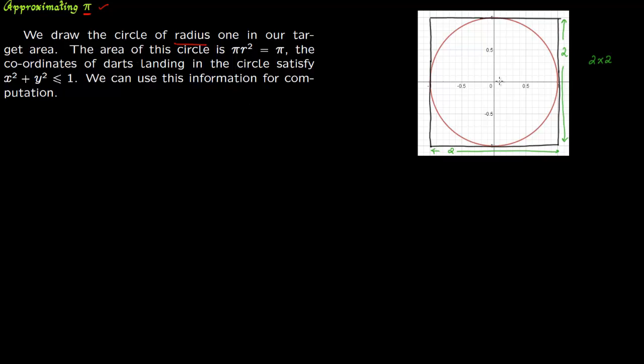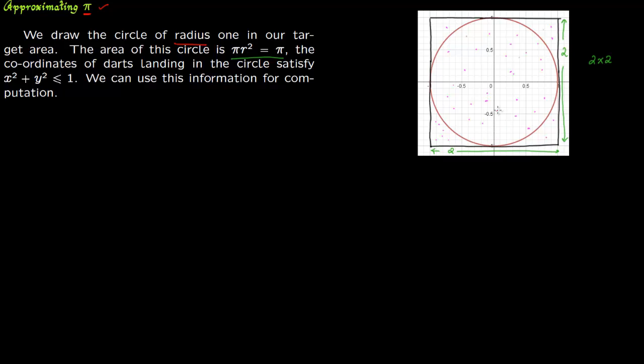So the area of this circle is pi r square. We said radius is 1, so the area of this circle is pi. Now what you do is you throw darts in this target area. So let us throw some darts in this target area. We're just throwing some darts in the target area.